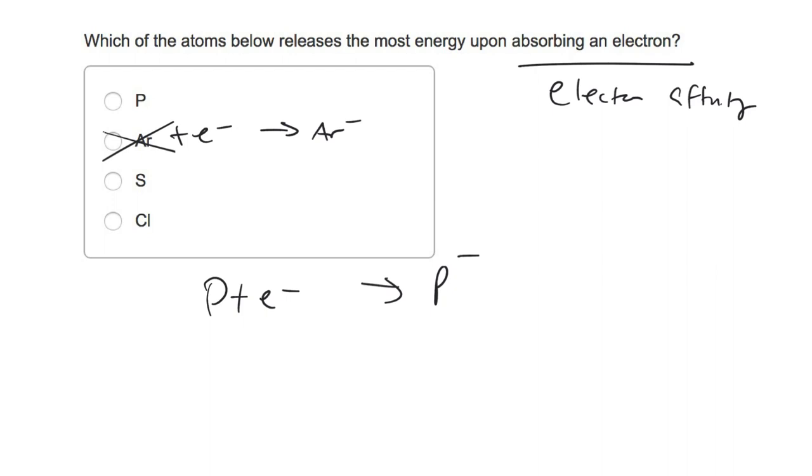The group that releases the most energy when it absorbs an electron are the halogens. So that would be something like chlorine, absorbing an electron to go to chloride. They're the best because they're capping off their shell. They're relatively the smallest atom in the row that has room for another electron. And they also have a relatively high effective nuclear charge, so they have a charge to pull that electron in. And so halogens are really good here.